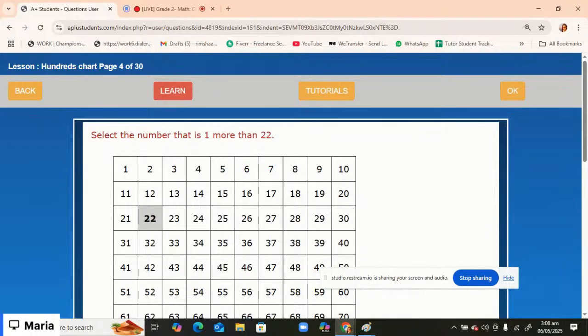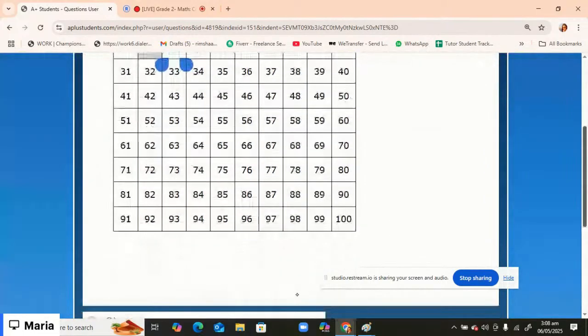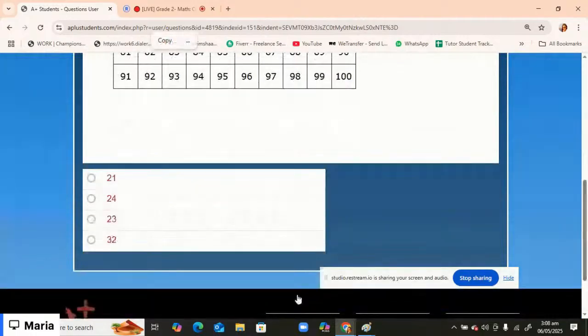Select the number that is 1 more than 22. Now you tell me. 1 more than 22 is 22 plus 1, which is 23. So this is one more. Okay, this is one less. So here is the one more. So we are going to move on this one, 23. So let's go with the 23.